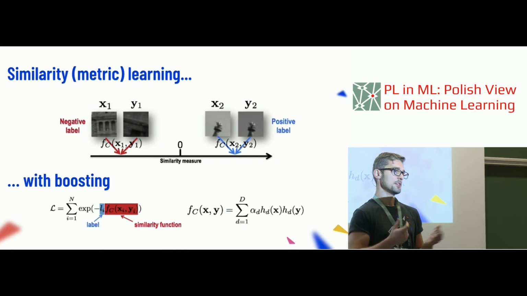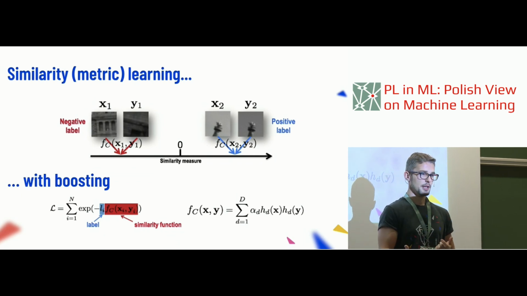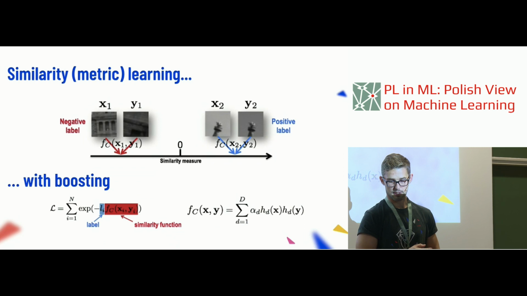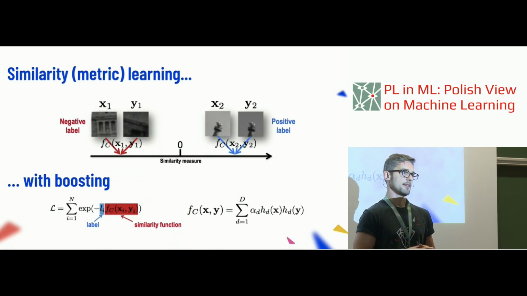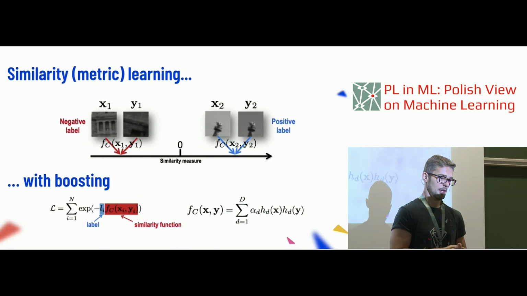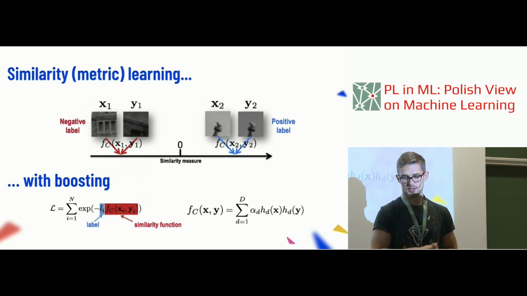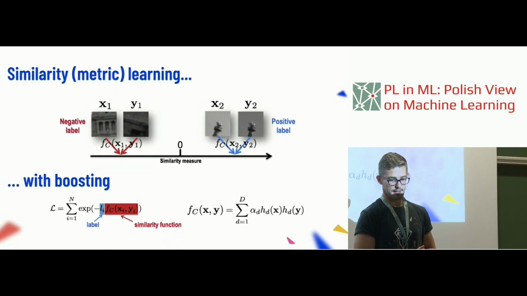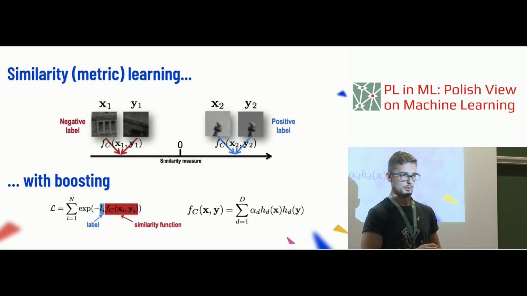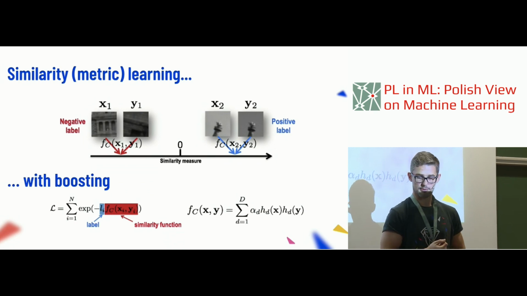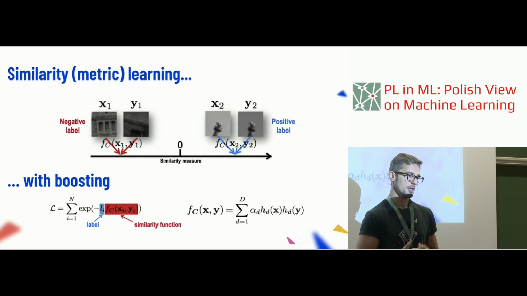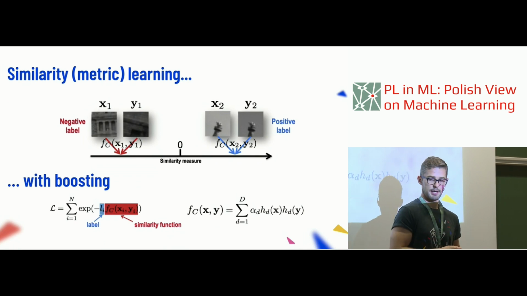Wherever there is a mismatch between the label and the metric, so the function f of subscript c, then you get an increase in your function, and when they are aligned, in this case you go down in your objective function. Now the trick is, how do you actually come up with this f of subscript c?